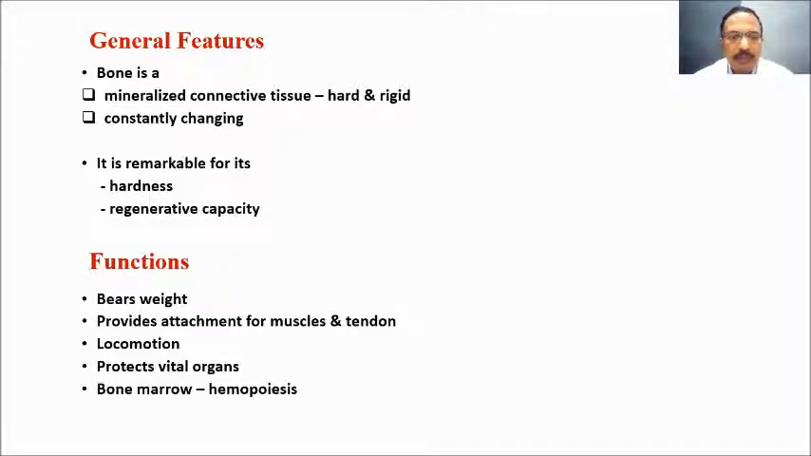That means bones act as levers, and they protect the vital organs of our body like the brain, spinal cord, heart and lungs. And it houses the bone marrow. Bone marrow is the hemopoietic organ of our body. So these are the various functions of bone.